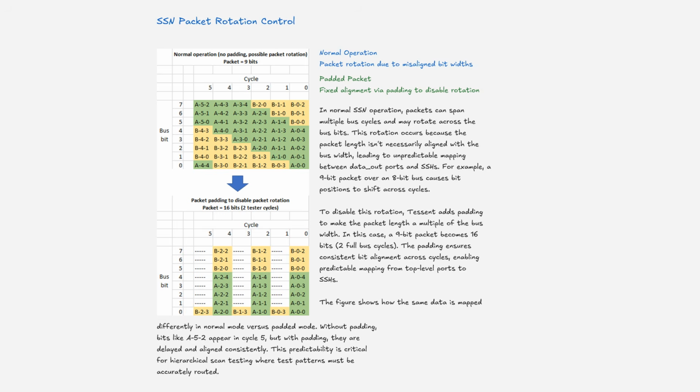To disable this rotation, Tessent adds padding to make the packet length a multiple of the bus width. In this case, a 9-bit packet becomes 16 bits, 2 full bus cycles. The padding ensures consistent bit alignment across cycles, enabling predictable mapping from top-level ports to SSHs. The figure shows how the same data is mapped differently in normal mode versus padded mode. Without padding, bits like a 5-2 appear in cycle 5, but with padding, they are delayed and aligned consistently. This predictability is critical for hierarchical scan testing, where test patterns must be accurately routed.